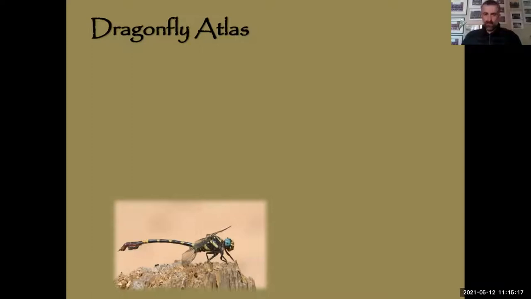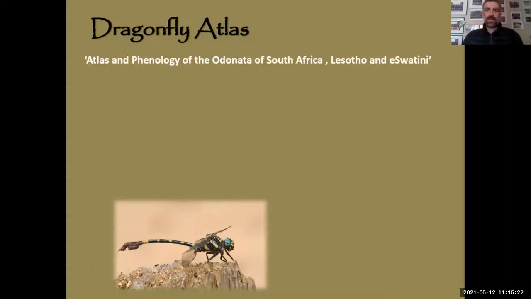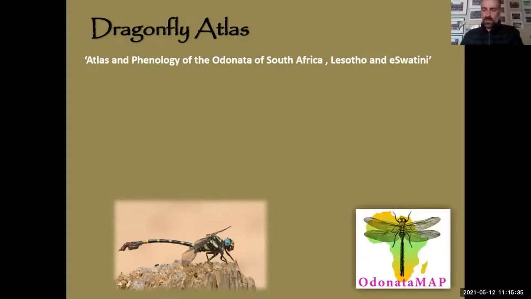So we're back onto the, I just want to now move on to the Dragonfly Atlas, which will be really the main bit of what I want to talk about. This is one of the projects I'm actively involved in. And to give it its full title, I got from Les, this is the Atlas and Phenology of the Odonata of South Africa, Lesotho and Swatini, which is obviously formerly Swaziland.